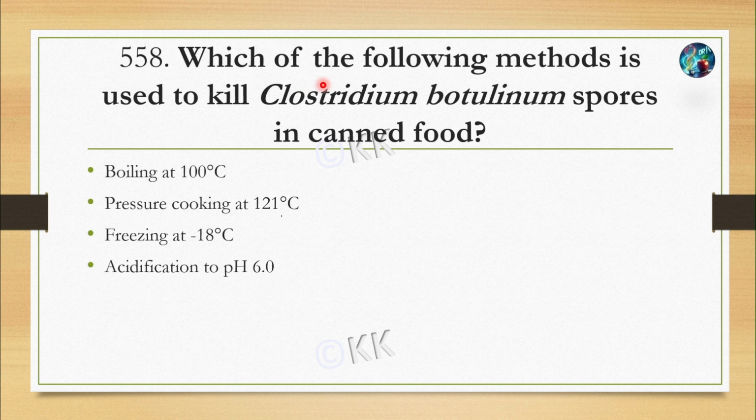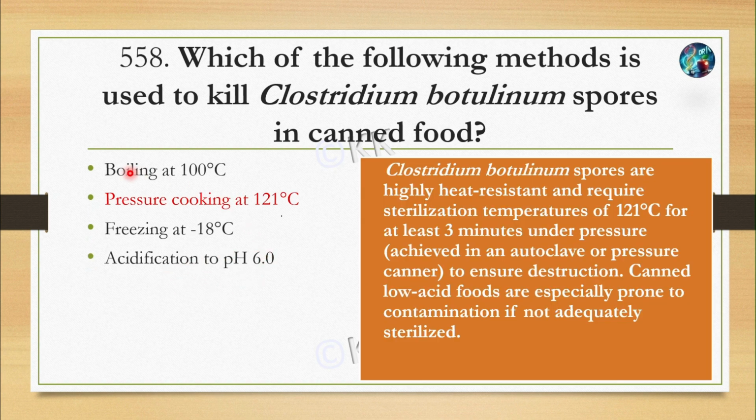Which of the following methods is used to kill Clostridium botulinum spores in canned foods? Option A, boiling at 100 degrees Celsius. Option B, pressure cooking at 121 degrees Celsius. Option C, freezing at minus 18 degrees Celsius. Option D, acidification to pH 0.6. The spores of Clostridium botulinum are destroyed by autoclaving. So let's see today's next question.